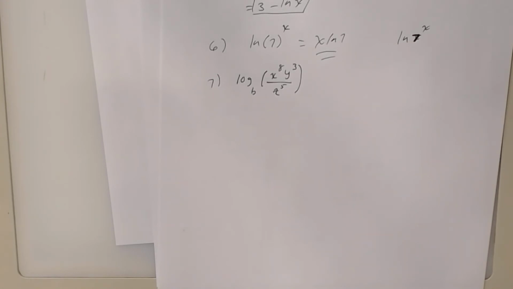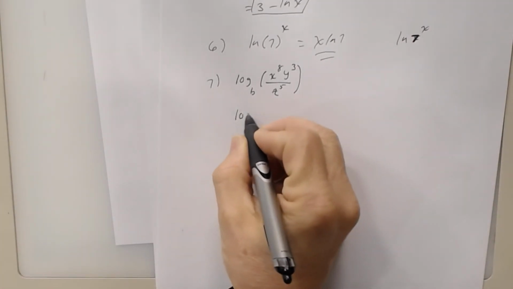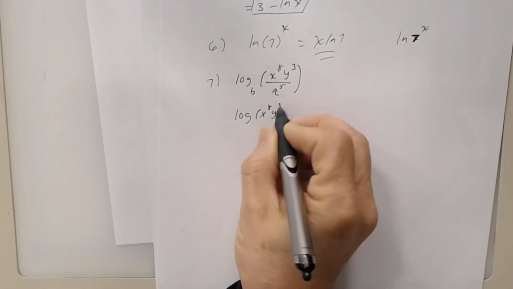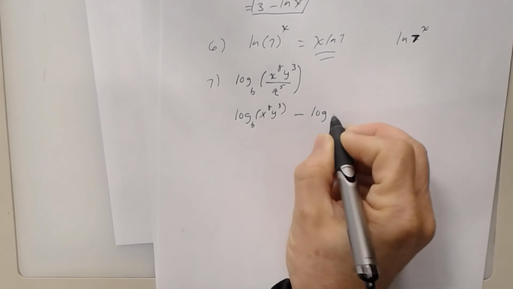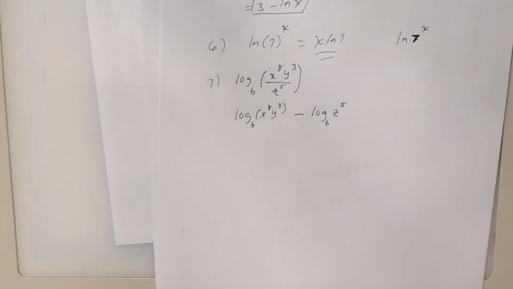And so how do I write this using the quotient rule? Log of the numerator, x to the 8th y to the 3rd, base b, minus log z to the 5th base b. So that's where I'm at. Okay?